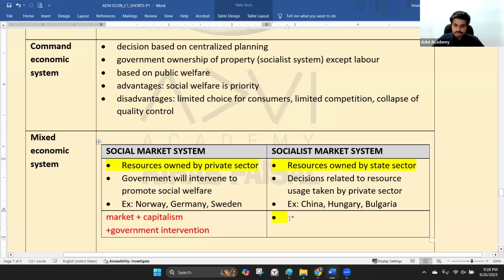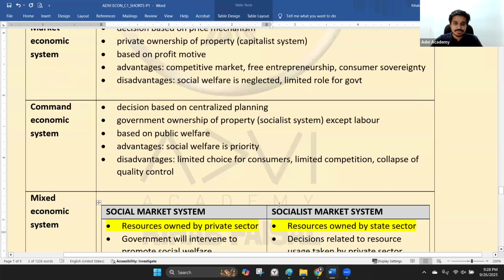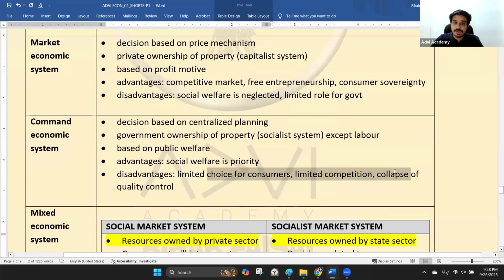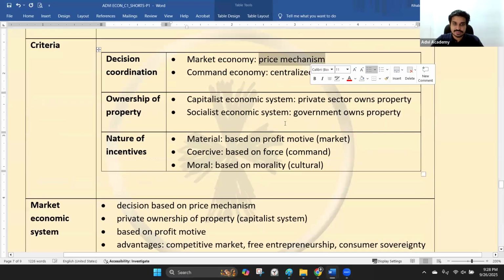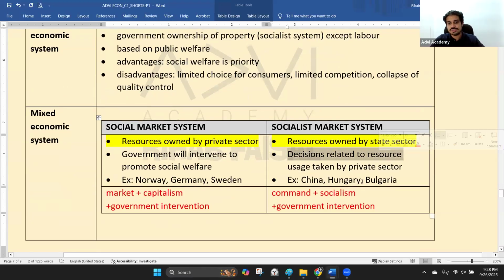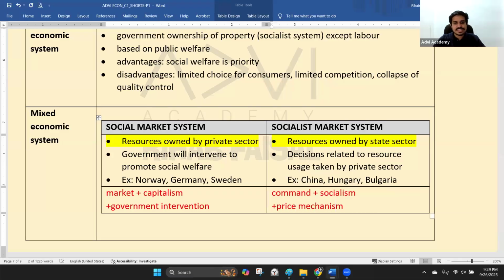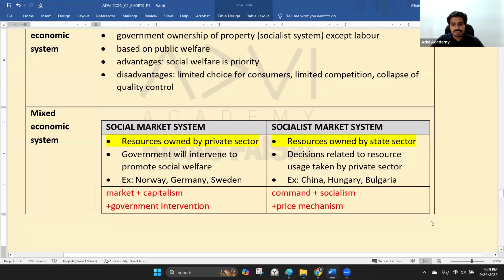Whereas if you take socialist market, there we are talking mainly about command plus socialism. But for the private sectors, the choice is limited, competition is limited and all of that. So the private sector is actually allowed to come in and do the price mechanism part, in terms of their entrepreneurship and all of those things. So decisions related to resource usage are taken by the private sector. Let me say price mechanism. Price mechanism is allowed. I think that is the summary you should remember when it comes to this section.